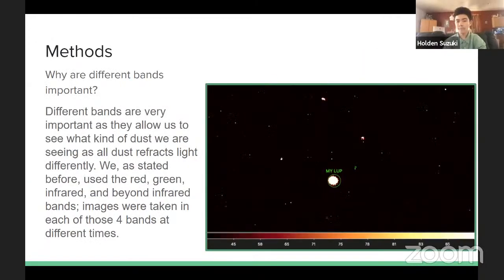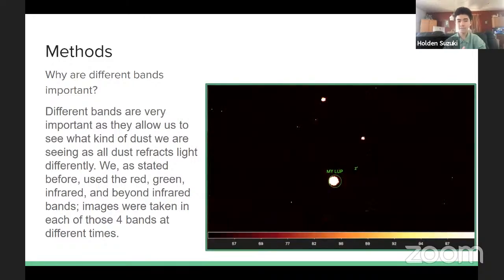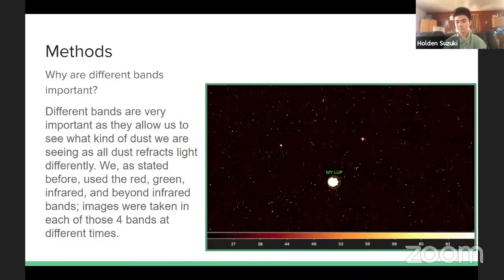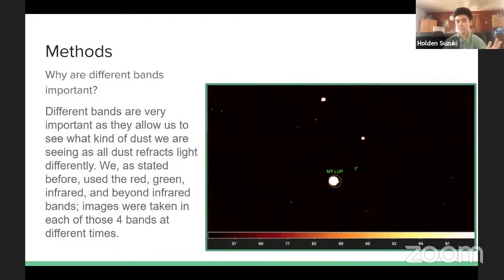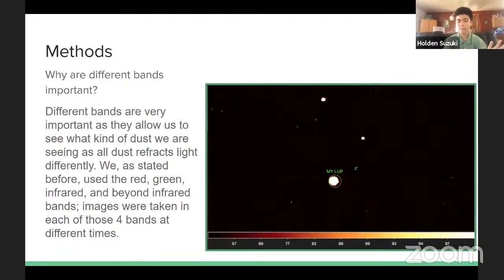Different bands are important as they allow us to see what kinds of dust we're seeing, as dust refracts things differently depending on the size of them. So that was mentioned previously. And as stated before, we used red, green, infrared, and beyond infrared. ZS just means beyond infrared. So these images were all taken at different times in these 4 bands. Moving on.